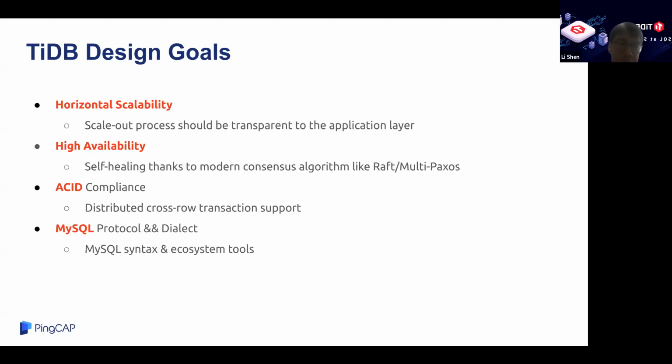The third one is ACID transaction. Yeah, TiDB is a relational database. We should have transaction capability in this database to support mission critical use cases, for example, the core banking scenario. The last one would be MySQL compatibility. Yeah, TiDB speaks MySQL protocol and dialect. So if your application is already on MySQL, you can easily migrate it from MySQL to TiDB, and the syntax and the ecosystem tools that you are familiar with are also available on TiDB.